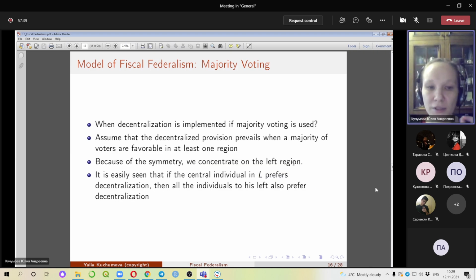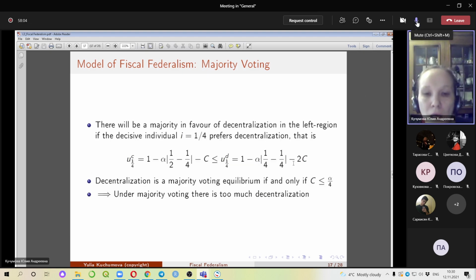But here the story is even simpler because, for simplicity, we have the assumption that decentralized provision prevails when the majority of voters are favorable in at least one region. If an assumption like that is given to you, then you can concentrate on what is asked. And what I wanted to say is that in this model we were thinking about the geographical locations of the people on the line.